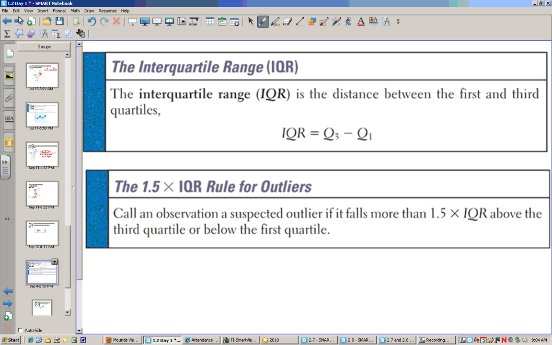Now to find outliers, what we need is our IQR, or interquartile range. It's the distance between the first and the third quartiles. So we take Q3 minus Q1. And to find our outliers, we take 1.5 times that value, and we add it to our Q3 or subtract it from our Q1 to find our range of acceptable values. Anything outside that range is going to be considered an outlier.